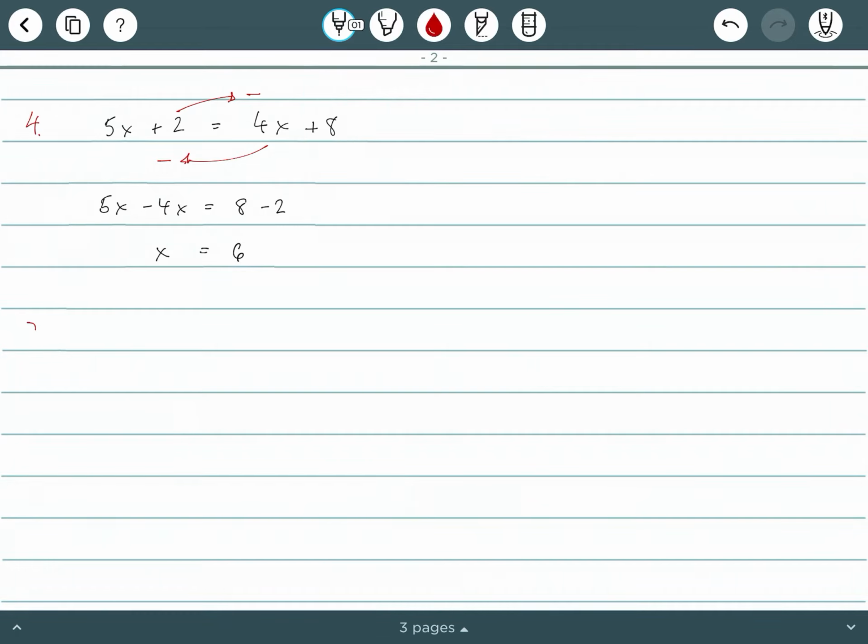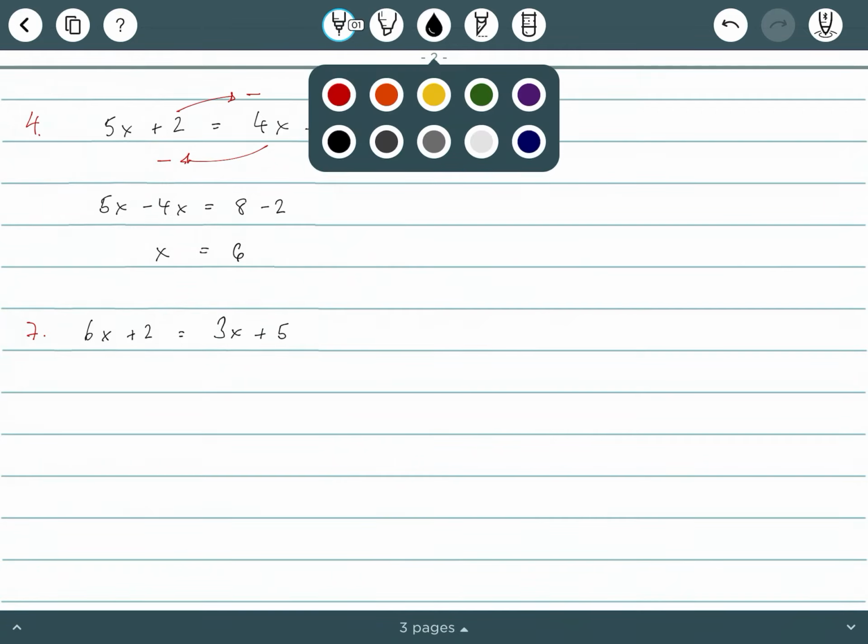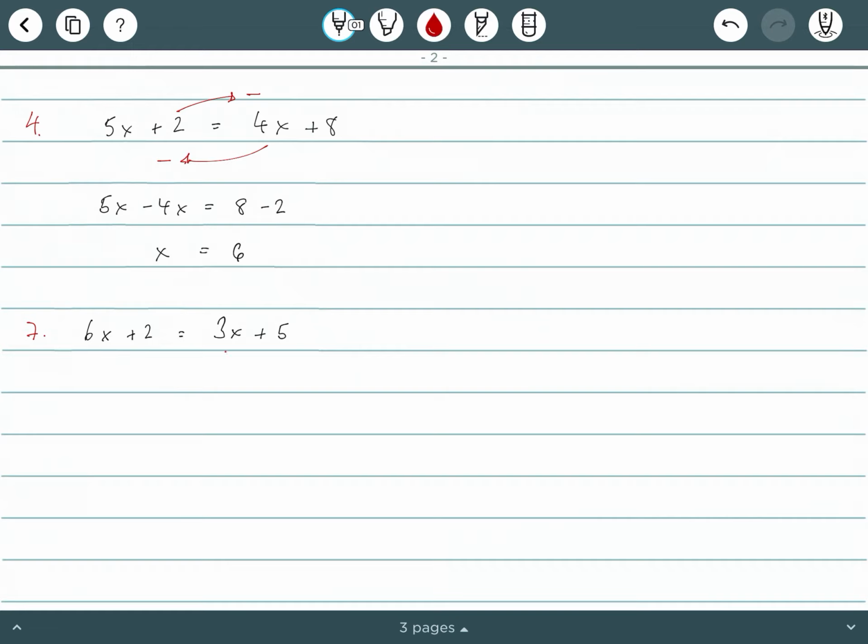Question 7. 6x plus 2 is equal to 3x plus 5. Again, let's move the x's to the larger side. So move that across the left hand side, it's going to become a minus. Move that 2 across, it's also going to become a minus. Rewrite out the expression to make it clear. 6x minus 3x is equal to 5 minus 2. 6x take away 3x leaves me with 3x, and 5 minus 2 leaves me with 3.